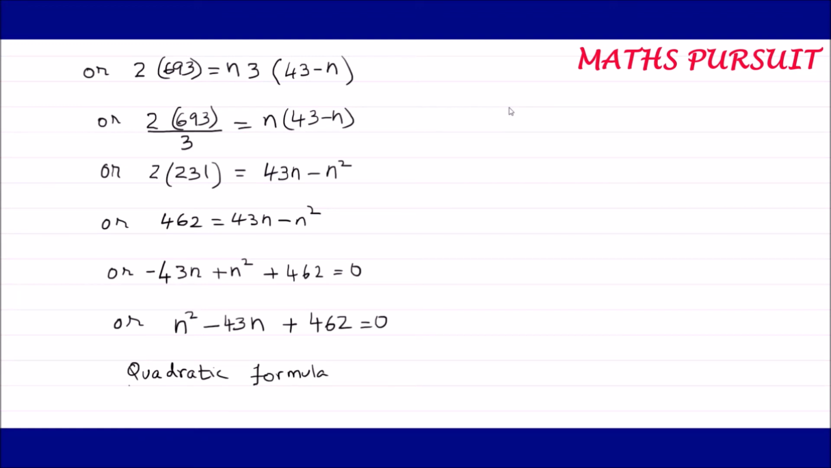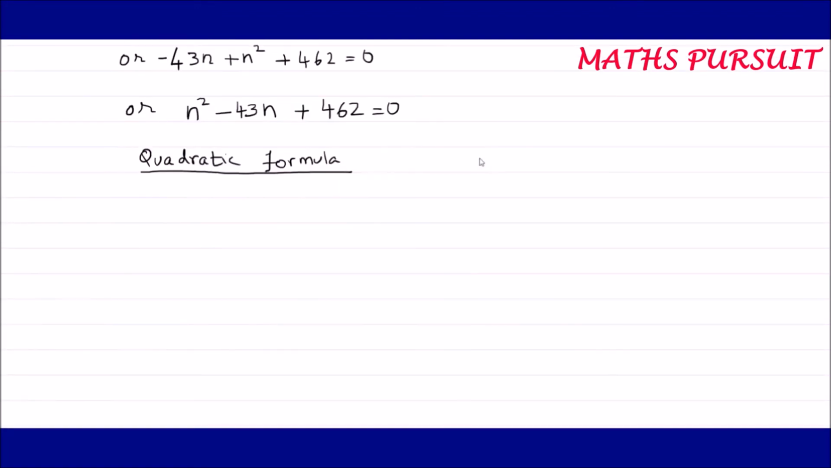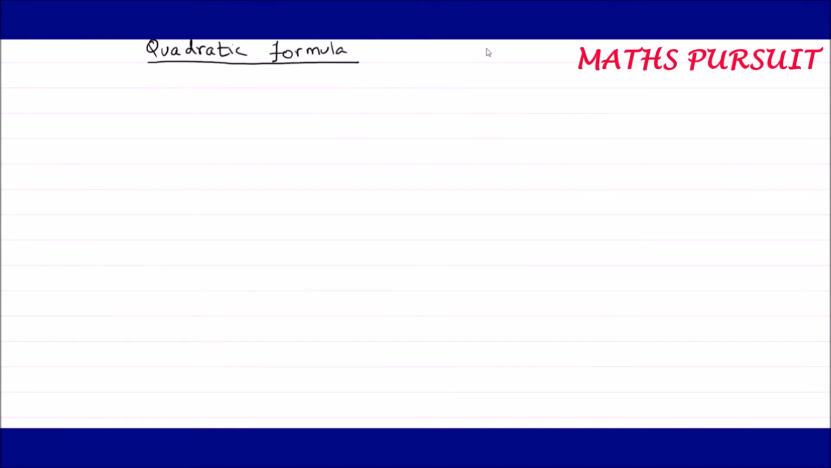I will just use this quadratic formula method to solve this quadratic equation. So the quadratic formula is given by, we know that x is equal to minus b plus or minus root over of b square minus 4ac by 2a.